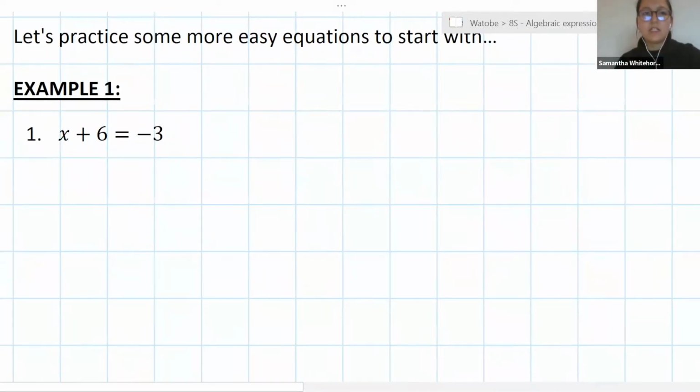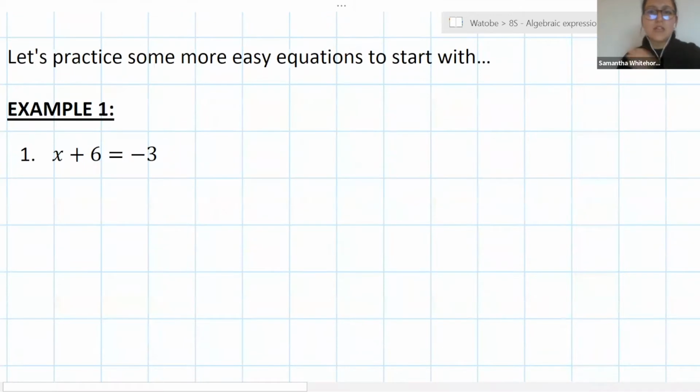Righty, so let's just do a bit of a recap of what we already know. Remember, what's really important with equations is that we're using those opposite operations, or inverse operations. I feel pretty confident that you could have a go at question 1 quite easily. So I'm going to wait in the chat and see who can give me an answer for question 1 here. We've got x plus 6 equals -3.